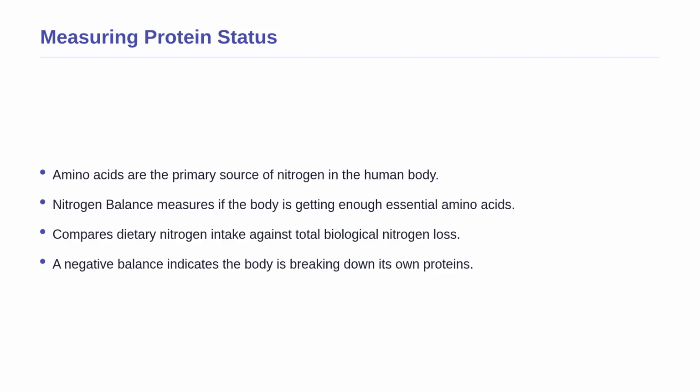Having scored individual foods, how do doctors measure if a patient's overall diet is actually working? They use a concept called nitrogen balance. Because amino acids are the primary source of nitrogen in the human body, tracking nitrogen is like tracking protein. Nitrogen balance is a clinical measurement that compares the nitrogen a person consumes through their diet against the total nitrogen they excrete. If a patient is taking in less nitrogen than they are losing, they enter a negative balance.